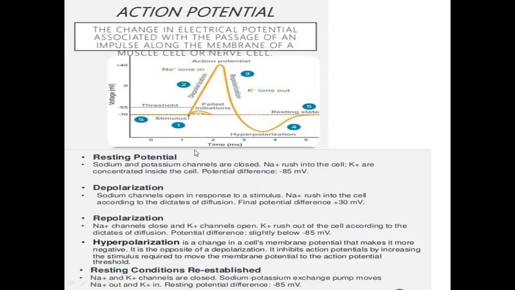So now we have to know about these 5 stages associated with this action potential. In resting potential, sodium and potassium channels are closed. Sodium rushed into the cell and potassium is concentrated inside the cell. Then the potential difference is minus 85 millivolt.